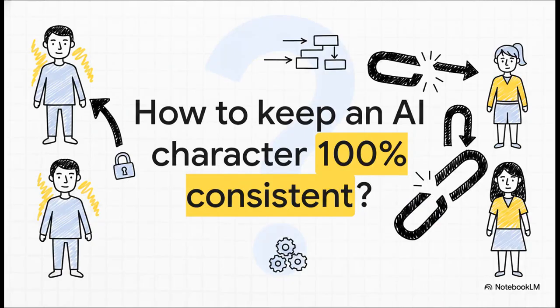So how do you keep an AI character looking exactly the same in every single scene? It's kind of the ultimate creator question, isn't it? If you've ever messed around with AI image or video generation, you know that consistency is literally the hardest part. You get this amazing character in shot 1, and by shot 2, they look like a totally different person. Fixing that exact problem is what we're solving today.